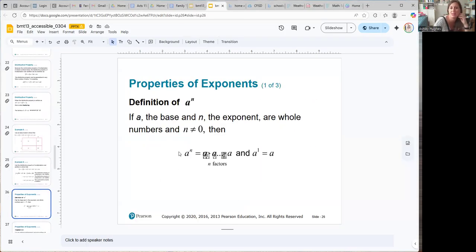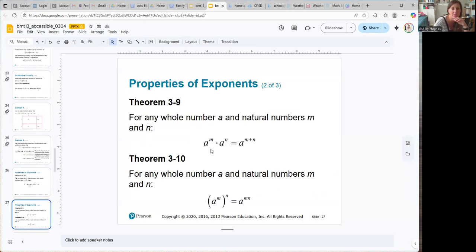A to the n is a times a times a, n times. A to the 1 is a. When you have exponents and you're multiplying, you can put them together. I think it's always helpful to think through an example. If I have x squared times x cubed, this really just means 2 x's, and this means that you have 3 x's. So altogether, how many x's do I have? I have x to the 5th.